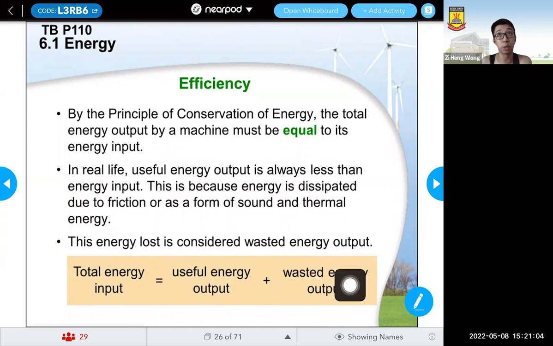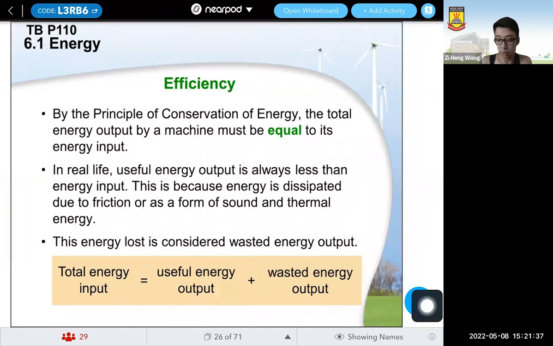So when it comes to calculating efficiency, we are looking at how much of the total energy input is actually useful energy output. Does that make sense to you? I repeat again, when we're looking at efficiency, we are looking at the percentage of the total energy input that becomes useful energy output. If I have more useful energy output, that means that it's more efficient. If I have less useful energy output, this means that it's less efficient because more energy is wasted.